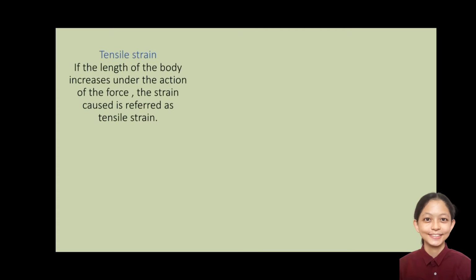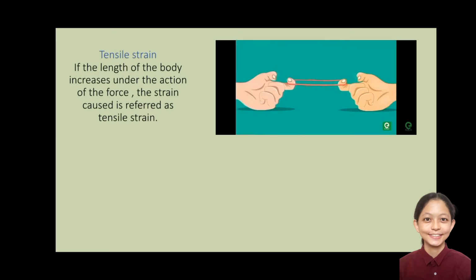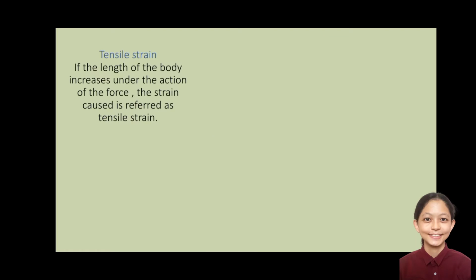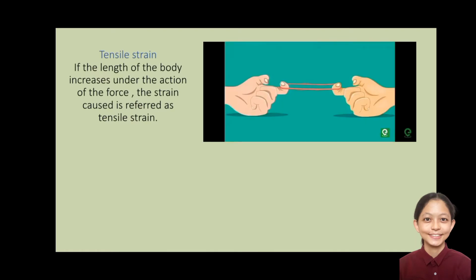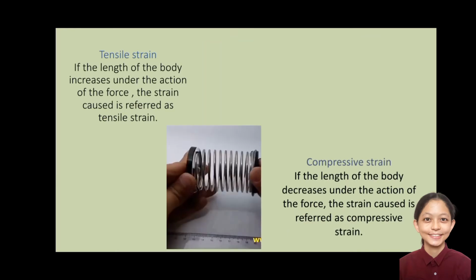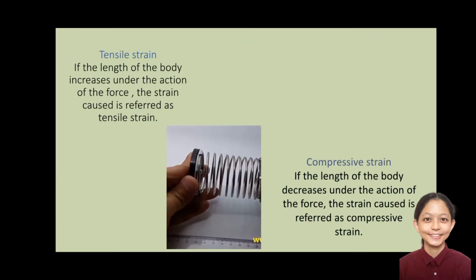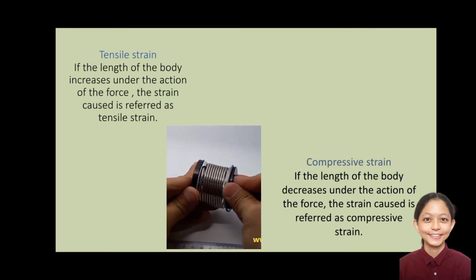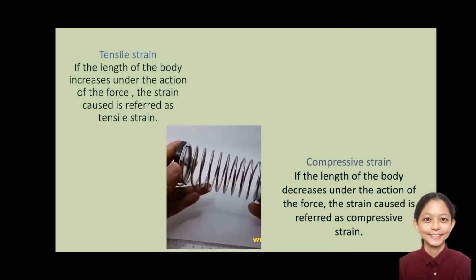Tensile strain: if the length of the body increases under the action of the force, the strain caused is referred to as tensile strain. While compressive strain: if the length of the object decreases under the action of the force, the strain caused is referred to as compressive strain.